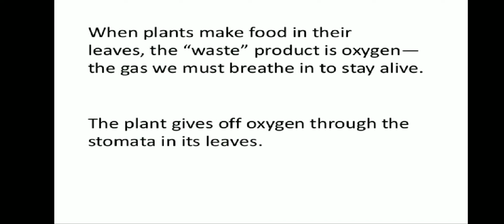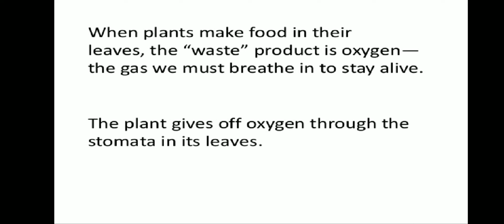When plants make food in their leaves, the waste product is oxygen, but it is a useful product for us, isn't it? So for the plant, the waste product is oxygen. The gas we must breathe in to stay alive. Oxygen is very, very important for us, but it is not much important for the plant. So it becomes a waste. Oxygen is a waste for the plant and useful for us.